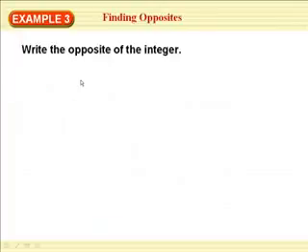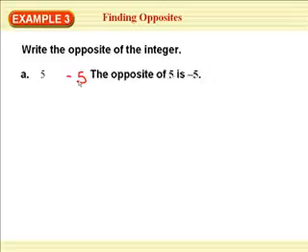So example 3, write the opposite of the integer. So opposites, remember, one is positive and one is negative. That's how I do it. So what's the opposite of 5? -5. Easy. What's the opposite of -12? +12.